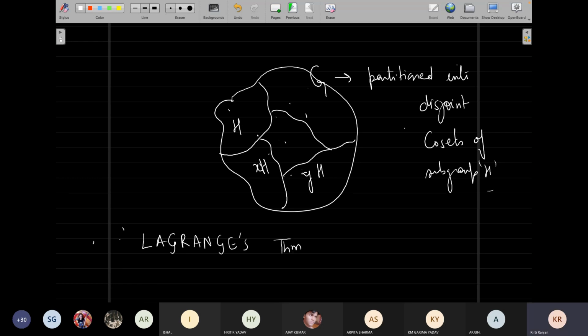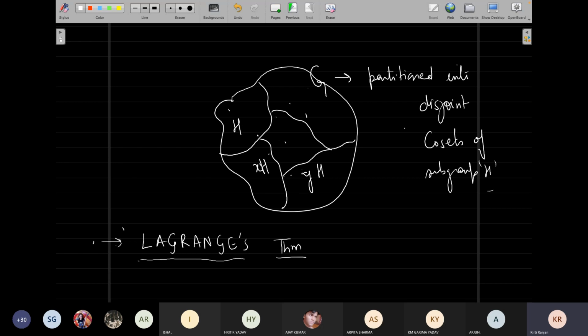Does somebody know what this theorem is, Lagrange theorem? Yes, sir. What is that? Sir, the order is finite. The order of the subgroup is finite, I guess. Muljeet, it is not only about the finite. Finite groups is what we are considering right now, right? So what will be the order of the subgroups? That is what we are going to go about.